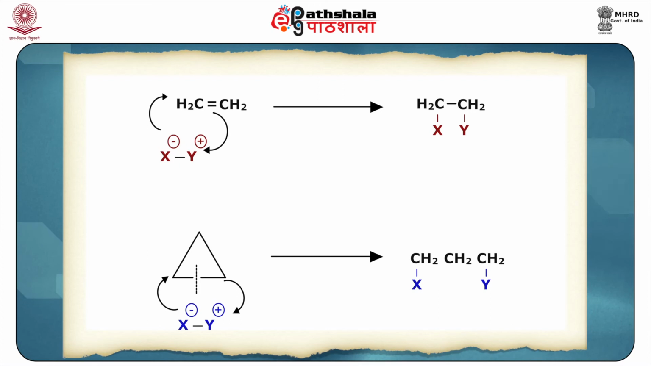So as shown here in these two general additions, there is X minus and Y plus as the reagent adding, and Y plus attacks on one carbon, followed by X minus on the other, and you get the addition product. Similarly here, one of these will attack the first carbon and the other will attack the third carbon. So you have X minus and Y plus adding. You can compare the alkene and the cyclopropane addition: there you get the 1,2 addition product, but here you get the 1,3 addition product, which is very obvious.